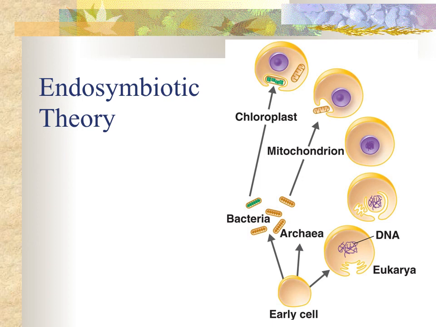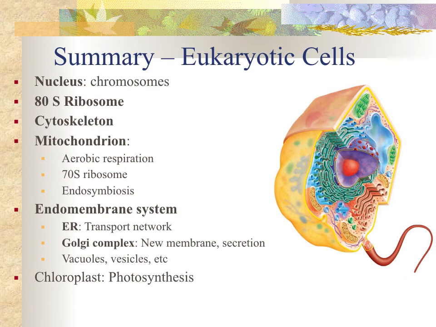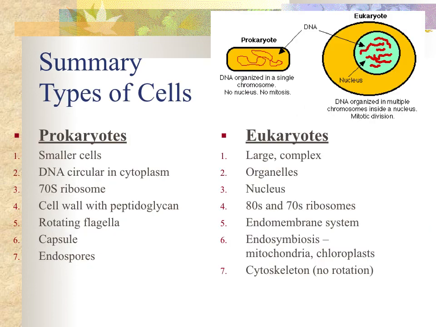Okay, I'm going fast. You can always go back, replay this. It's important to get an overview. Okay, and so in summary, eukaryotic cells, large, complex cells, all containing a nucleus, all containing an 80S ribosome, all having cytoskeleton and mitochondria. Okay, some have extensive endomembrane systems. Okay, some have chloroplasts. Okay, so these are the two types of cells, prokaryotic and eukaryotic, very different. Okay, all organisms fall into one category or the other.